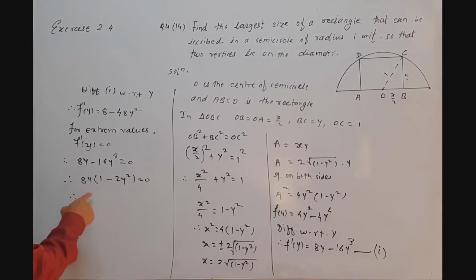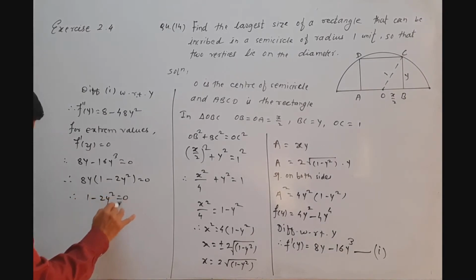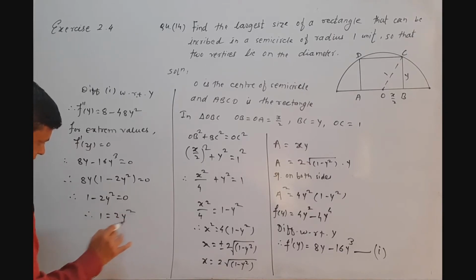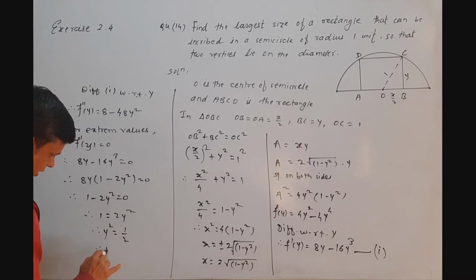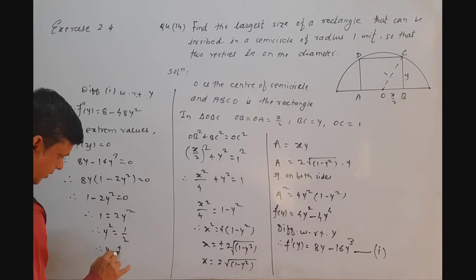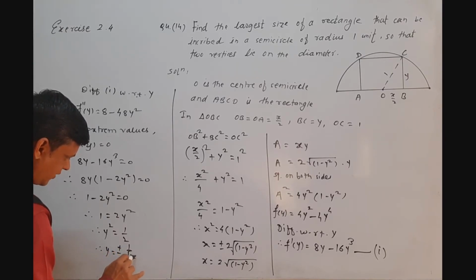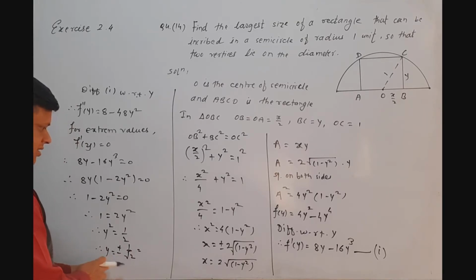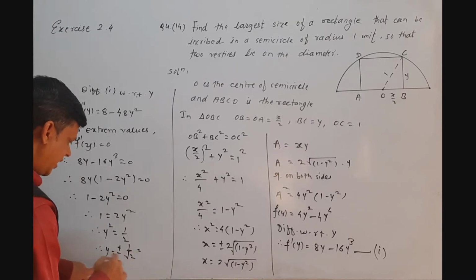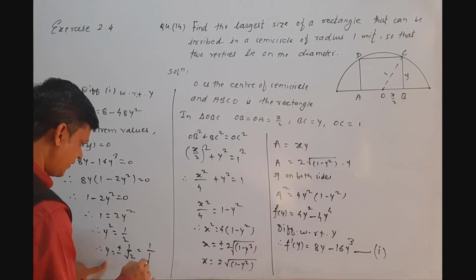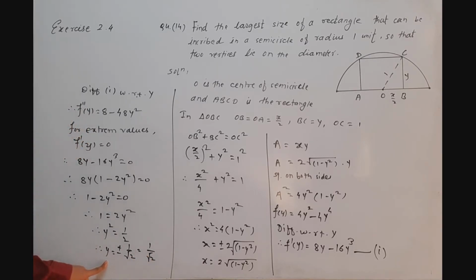Now 8 is not 0, y is not 0 because y is a dimension, that is breadth. So this bracket must be 0. Therefore 1 minus 2y square equals 0. Therefore 1 is equal to 2y square. Therefore y square is equal to 1 by 2. Therefore y is equal to plus or minus 1 by root 2. So this is a dimension, and a dimension is always positive. So we get y equal to 1 upon root 2.